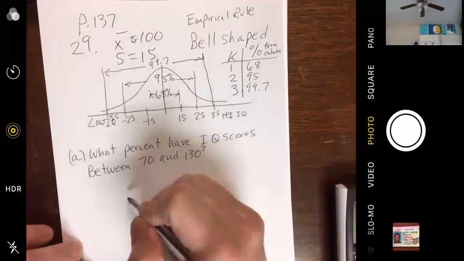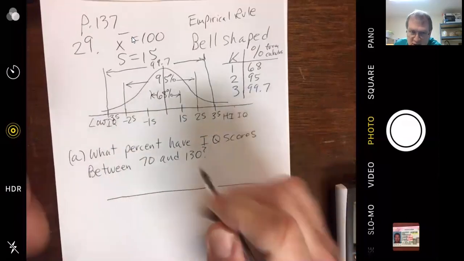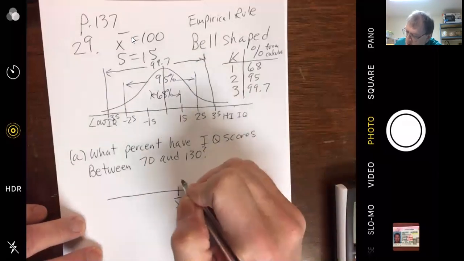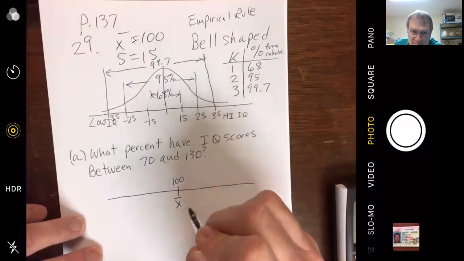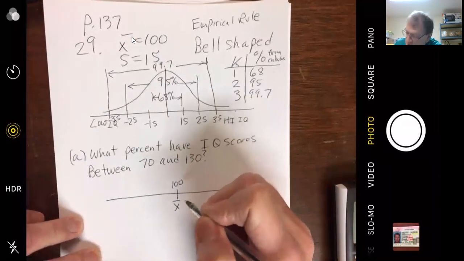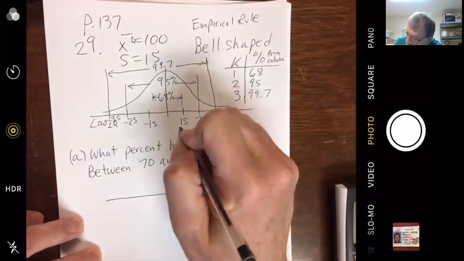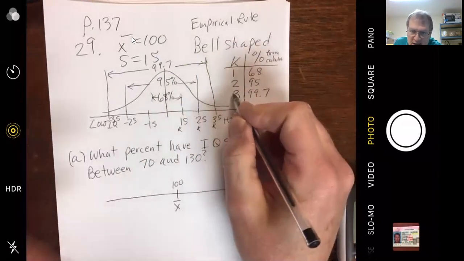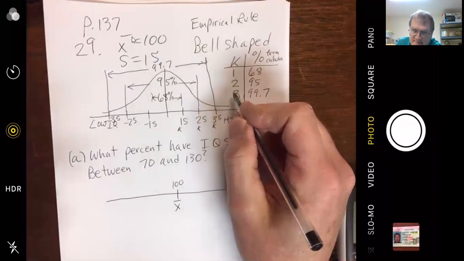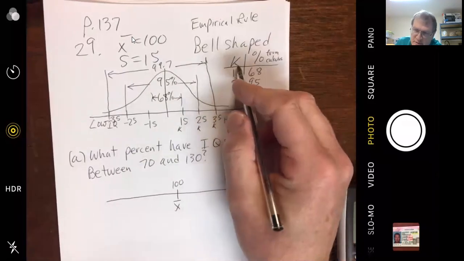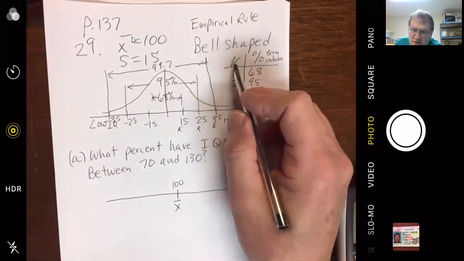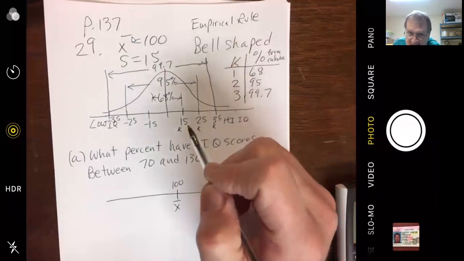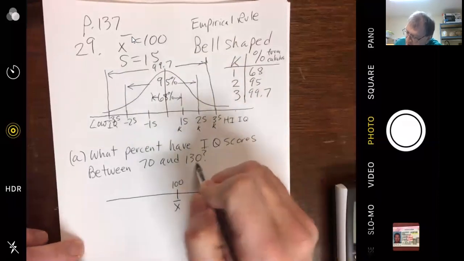Okay. You lay it out on a number line. You lay all these problems out, Chebyshev or empirical rule, on a number line, and you stick your mean, which happens to be 100, in the center. And then you try to figure out this coefficient, this 1, 2, or 3, is called your K value: the number of standard deviations away from your mean. In chapter 7, we're going to use the letter Z, and in chapter 8, the letter T. So the trick is, what is our K value?